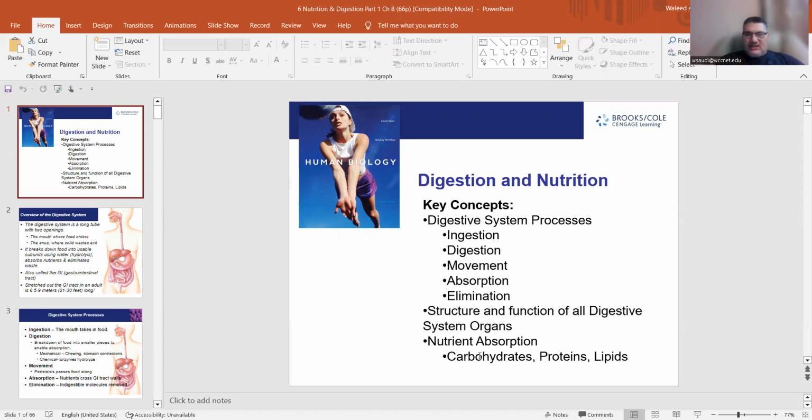So these are the concepts that we will need to know, starting from ingestion, digestion, movement, absorption, elimination, and the functions of each part. But I will show you exactly what we need to focus on. But these concepts are things that we need to have a basic idea of.